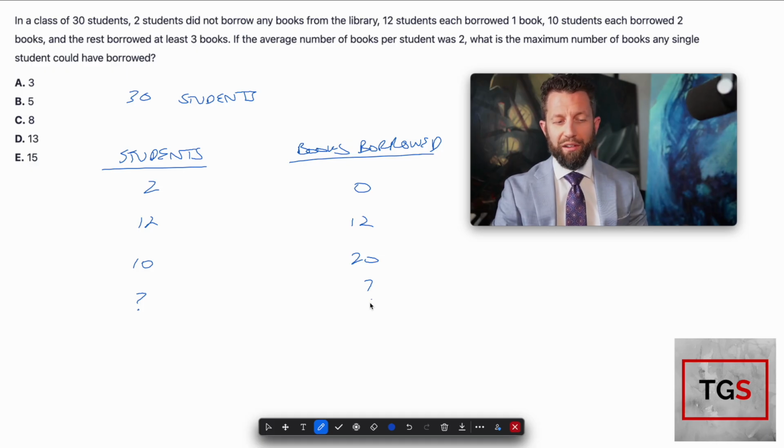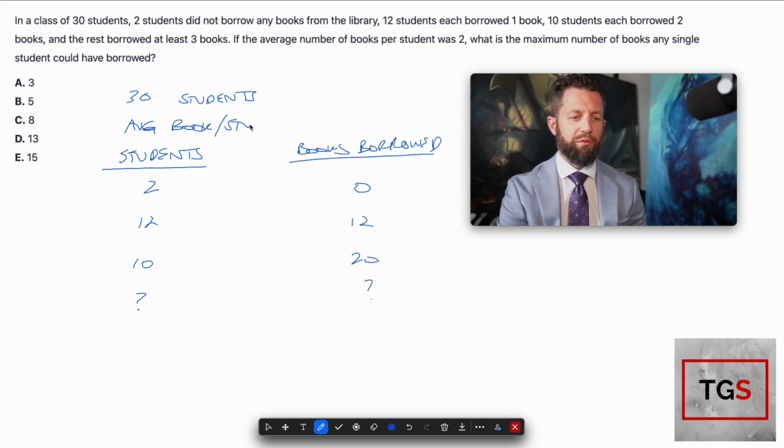We are told the average number of books per student is 2. So that's a good place to use some half math, half English. I'd write something like average per student equals 2. And then we finally get our question, which I'd probably just notate as like max books single question mark. So we're trying to maximize the number of books that one single student could have borrowed.